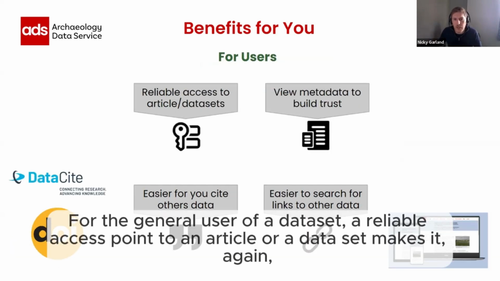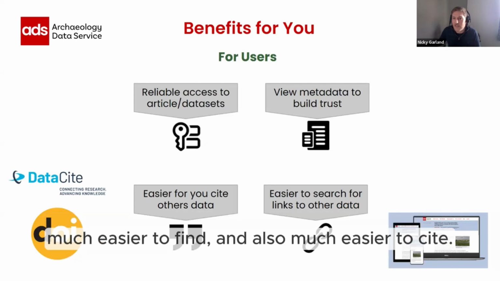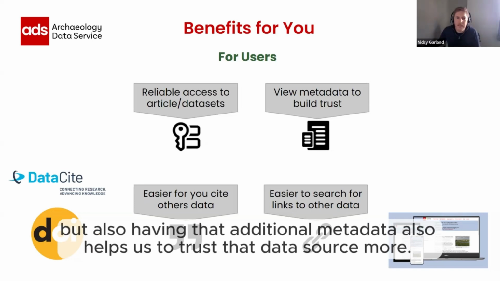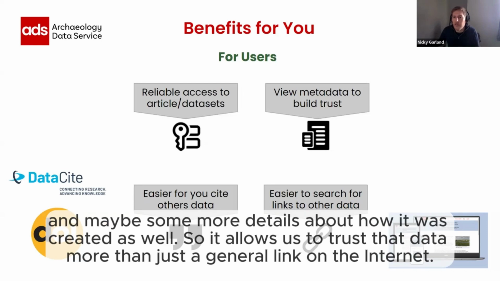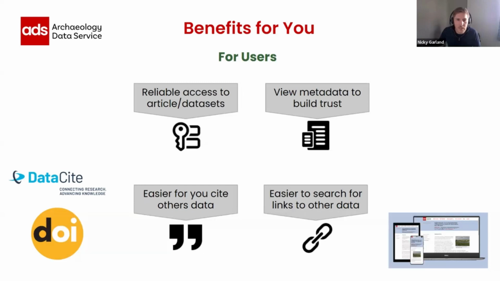For the general user of a data set, a reliable access point to an article or a data set makes it, again, much easier to find and also much easier to cite. But also having that additional metadata helps us to trust that data source more, okay? We know the context of that data source. We know who created it and when, and maybe some more details about how it was created as well. So it allows us to trust that data more than just a general link on the internet.